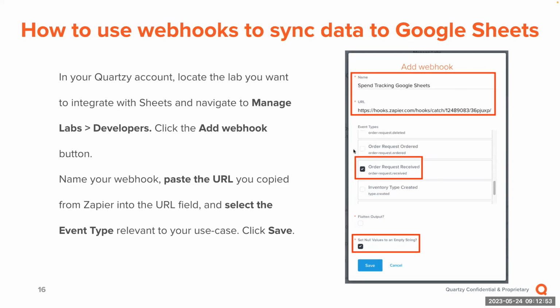I'm going ahead and using order request received in this example, because we are only interested in tracking expenses in this use case. And I only want to track items that have been delivered to the lab. And then I'll also select this set null values to an empty string to avoid any errors if those fields that I've selected don't have any data in them.